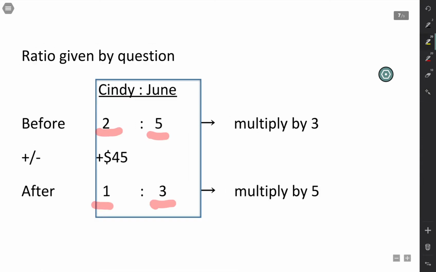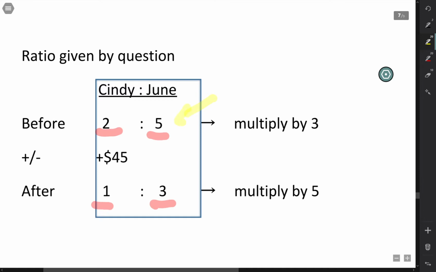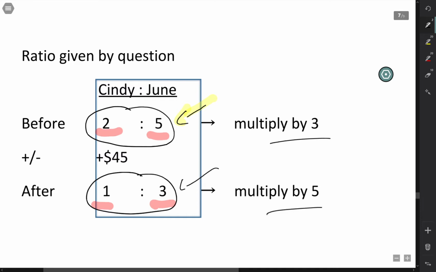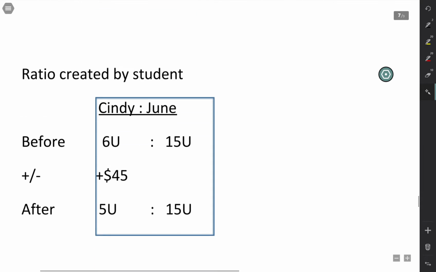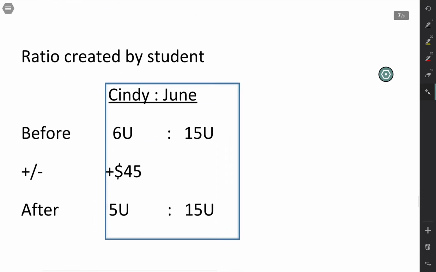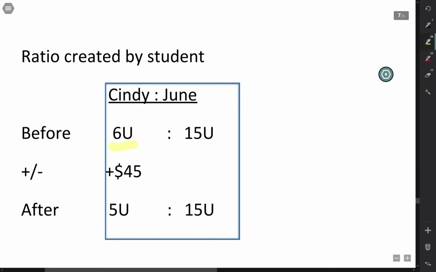As you can see here, the scenarios presented to you is that one of it is 5 and the other one is 3. So what we need to do is to make it the same. We find the common multiple, which is 15. Your first set of ratio, you have to multiply by 3. Second set of ratio, you have to multiply by 5. And we will get a new table, the new ratio created by student, which should show 6 and 15, 5 and 15 over here.